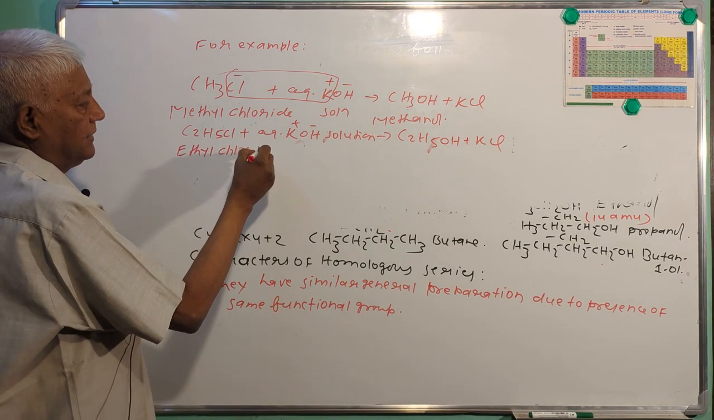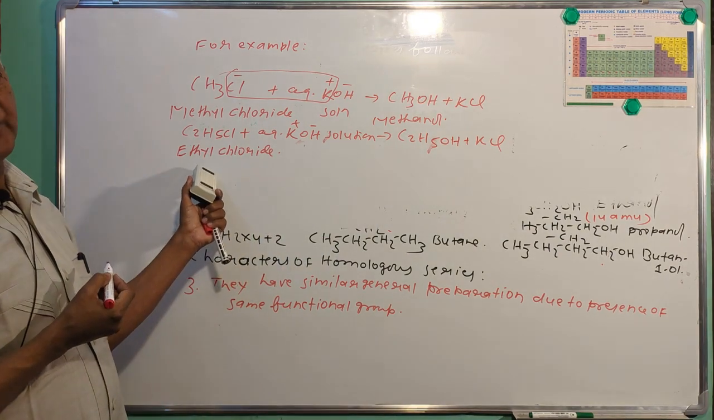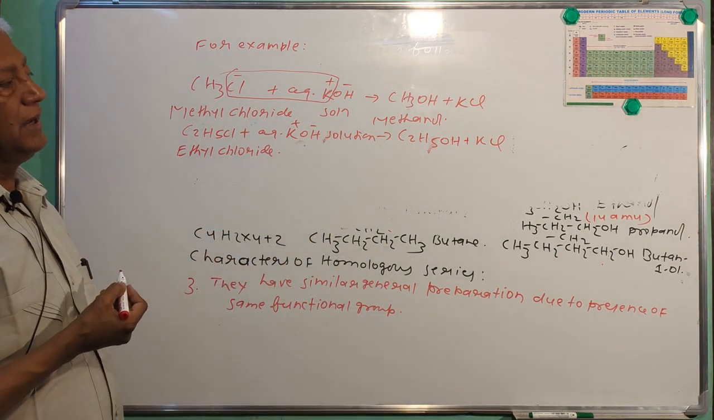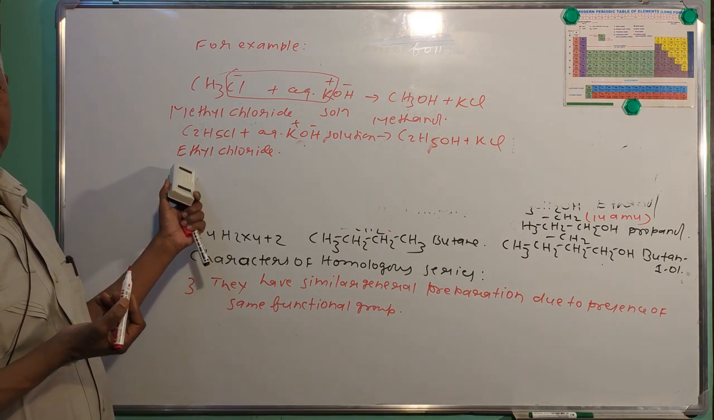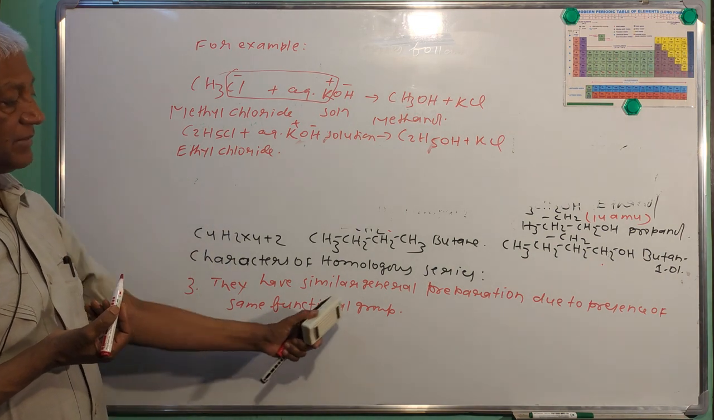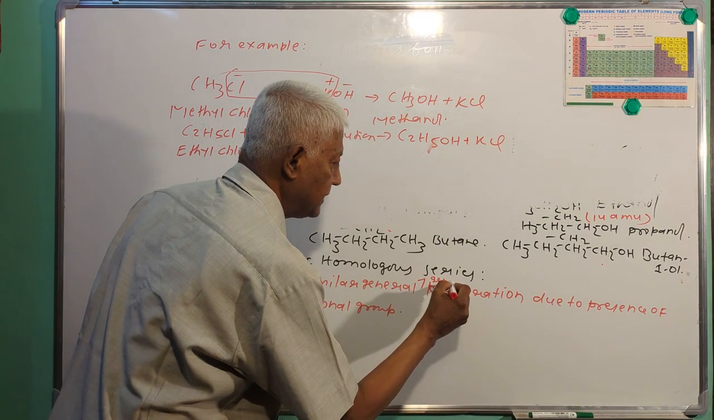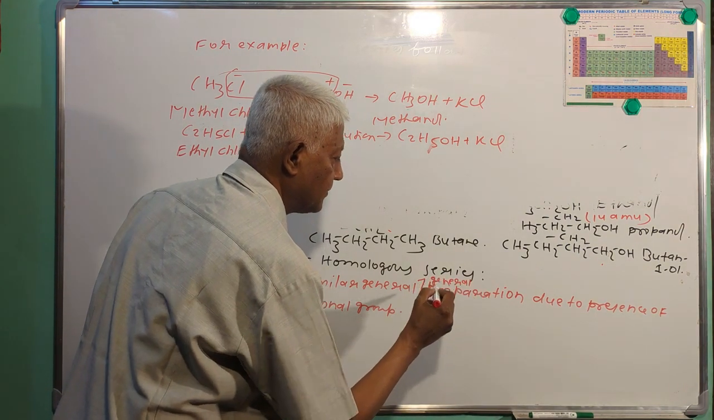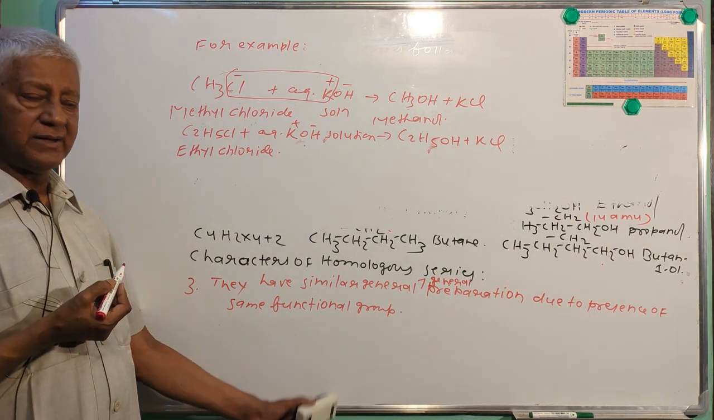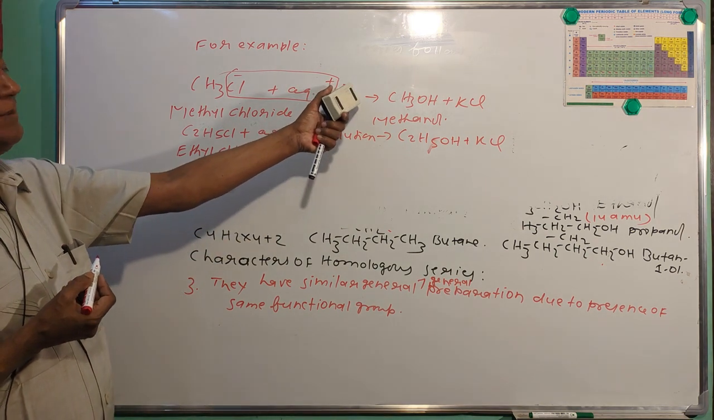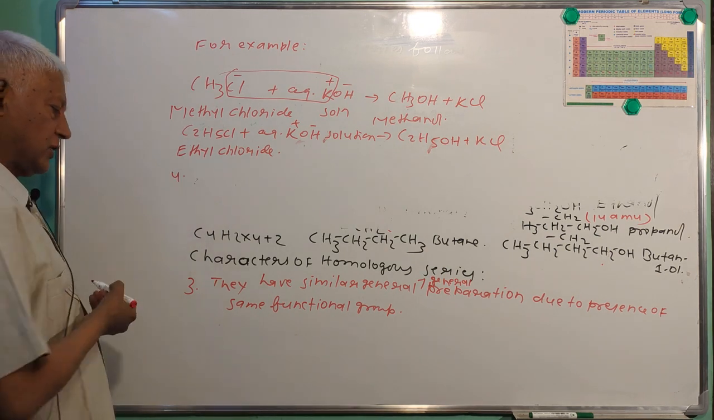If we want propyl alcohol, then we need propyl chloride. If we want to prepare butyl alcohol, we have to use butyl chloride. So they have similar general preparation. Why? Due to the presence of the same functional group. In all cases we see the same OH, the alcohol functional group. So that is about the third character.